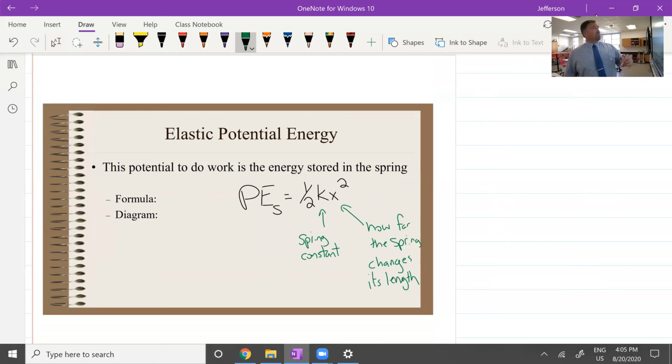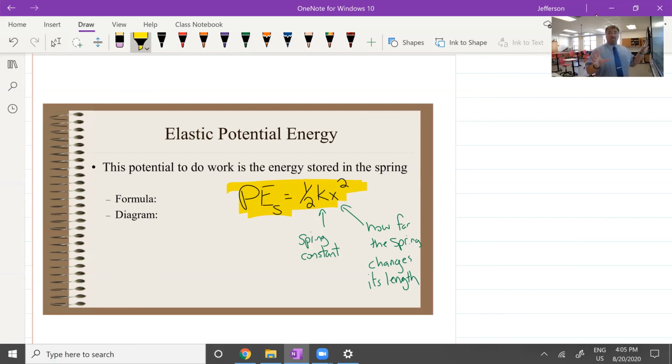We're actually going to investigate this formula in greater detail when we get into the beginning of waves. So for right now, all you're going to have to know is how to solve problems with this equation. We're going to discuss why it's the 1/2 and why it's x squared at the beginning of chapter 12.